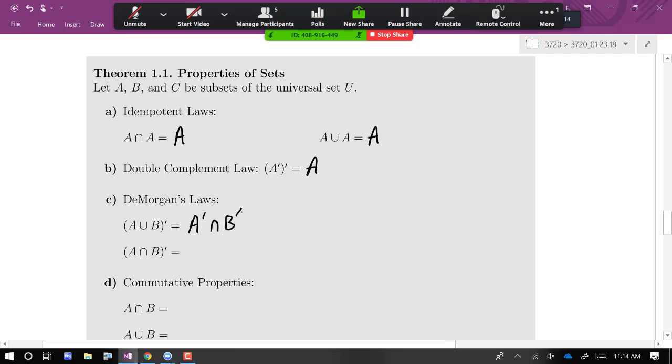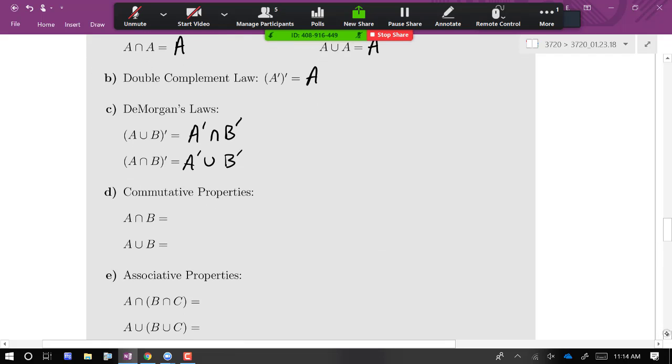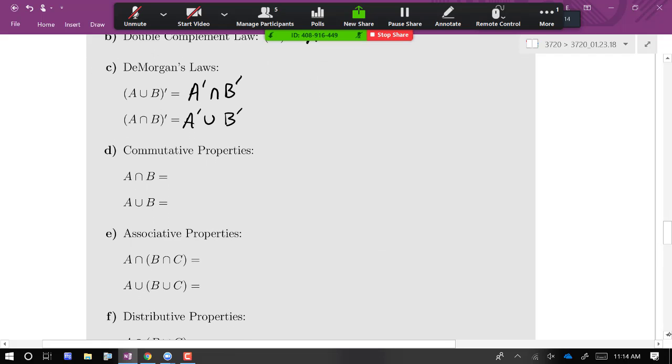So what do you think we'll get if we take the complement of A intersect B? A complement union B complement, right? So we can almost distribute that complement, but you have to flip that operation. And that wouldn't be hard to convince yourself of with a Venn diagram as well. Commutative properties. What does commutative mean?